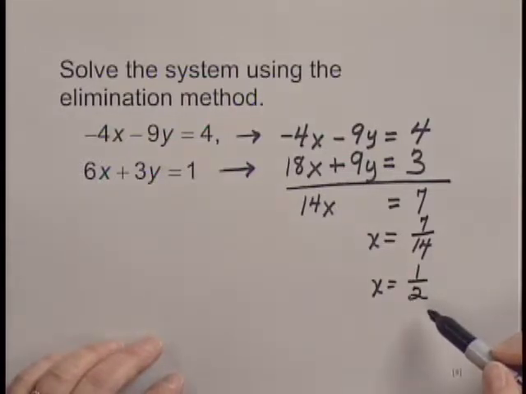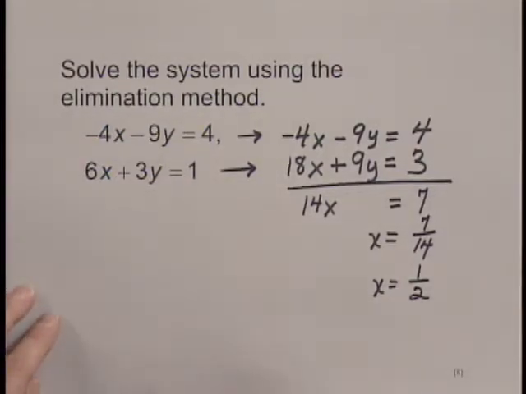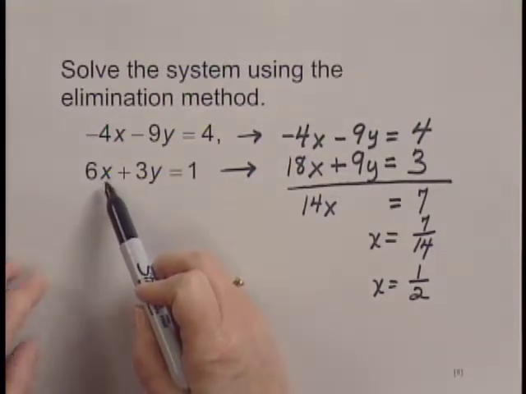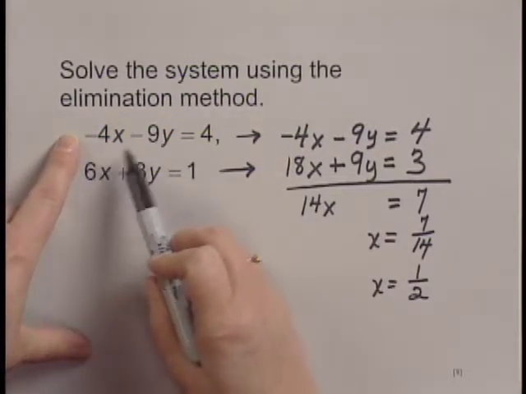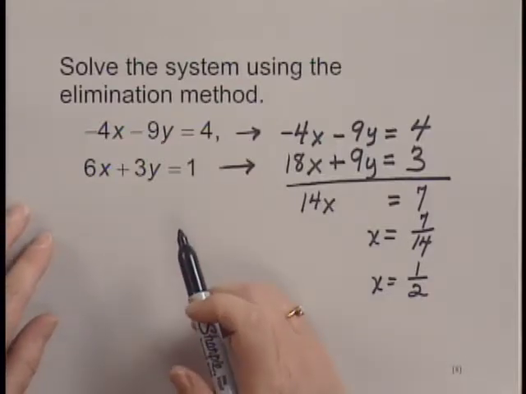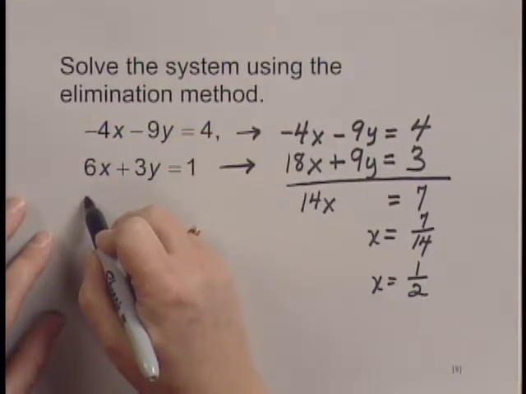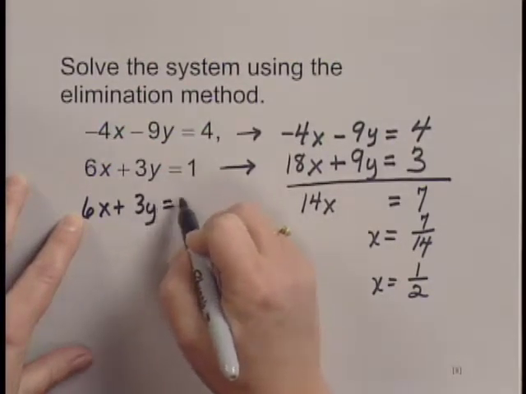Now I know the x value, I need to find the y value. I want to take 1/2 and substitute it for x in either of these equations and find y. I'm going to substitute it for x in the second equation, and I'm going to choose that because the first one has more negative signs and probably a little more room for error. So I'll start with 6x plus 3y equals 1.